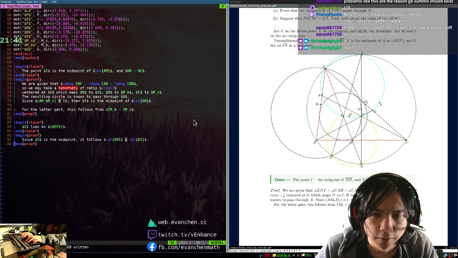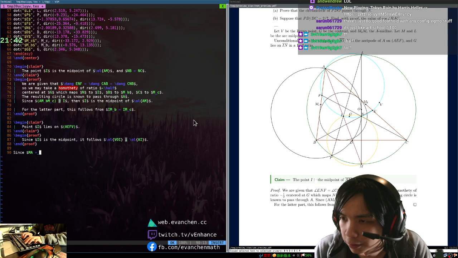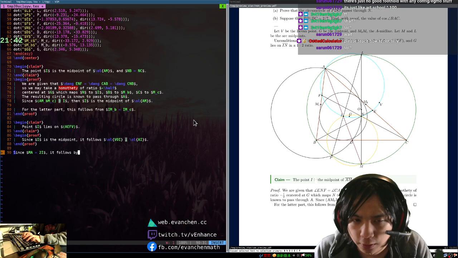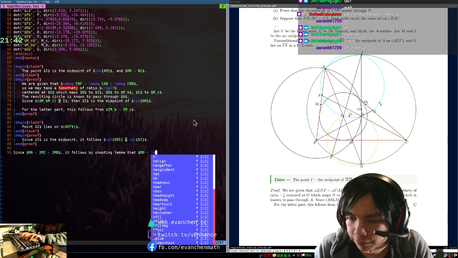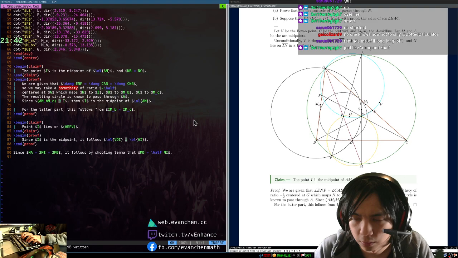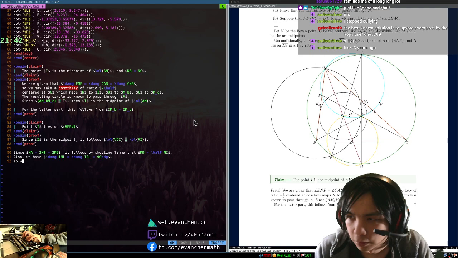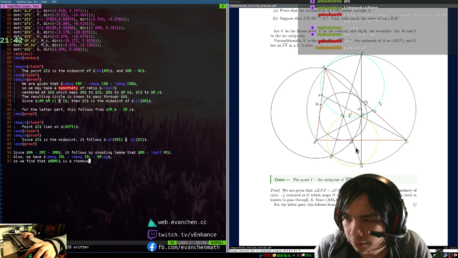Okay, so now, since MA equals 2MI... It follows by power of a point, MA equals 2MI equals 2MB. It follows by shooting lemma that MD is half the MI. There we go. And then we have directed angle INO, directed IL is 90 degrees. So we find that NBMC is a rhombus. So this guy here is a rhombus. That's fine.